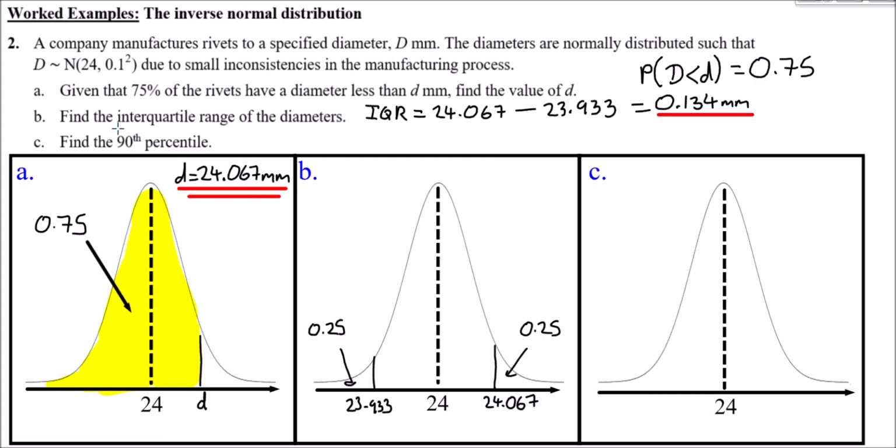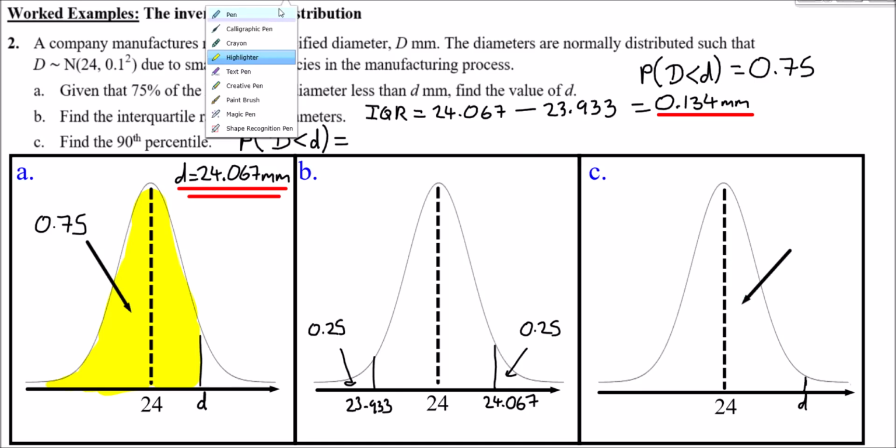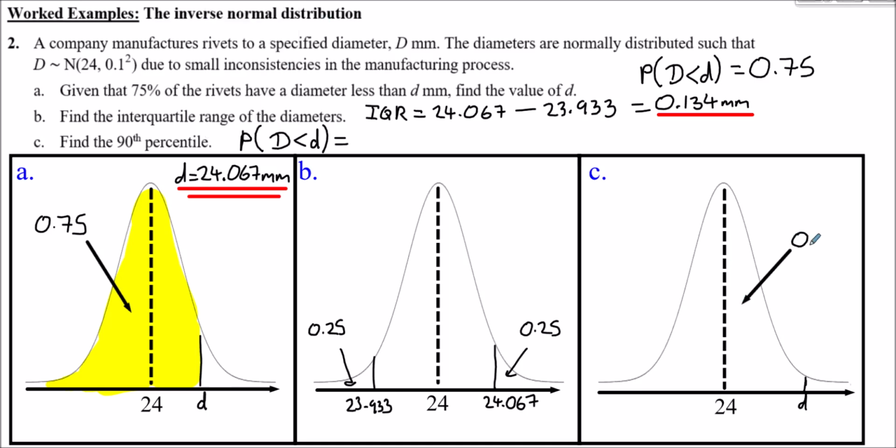Finally, C, find the 90th percentile. In plainer English, like worked example 1, that just means we need to find a D such that the probability that D is less than little d is 90% of the curve. So we're trying to find D such that all this is 90%. I won't bother colouring it in, I think I've coloured in enough so far. So I want that to be 0.9, in other words 0.90.